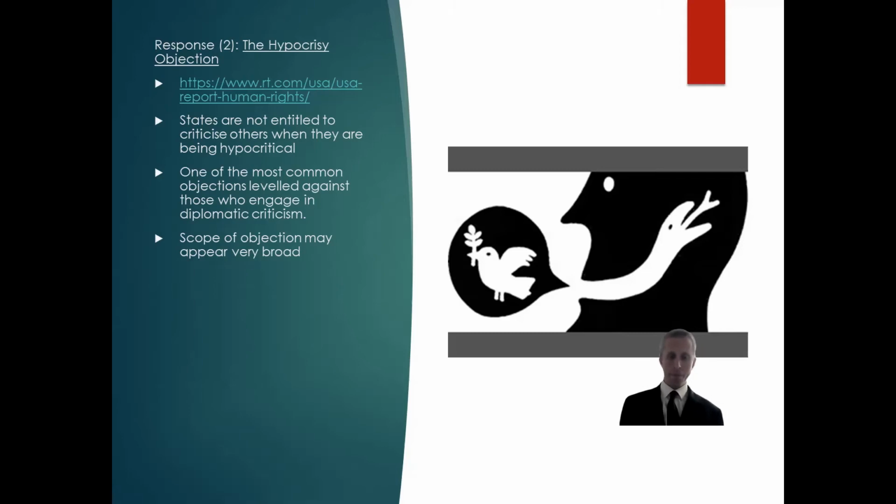So let's look at it in a bit more detail. A few points worth noting about it. First, the scope of this objection may appear to be very broad. This is because nearly all states in the international system face some human rights abuses internally or have previously engaged in or supported external action that led to human rights abuses.